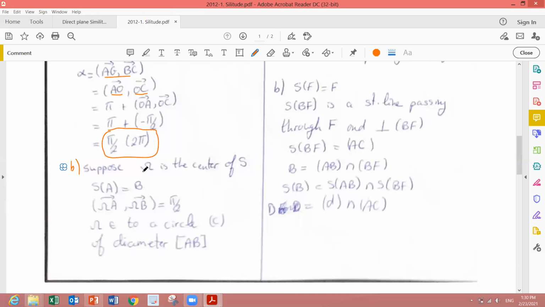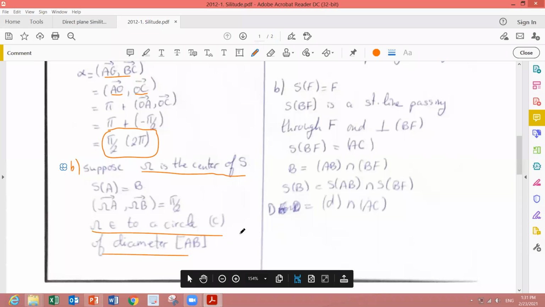If we suppose that omega is the center of S, since S of A equals B, then the angle (omega A, omega B) equals pi over 2. And an angle of pi over 2, then omega belongs to a circle C with diameter AB.